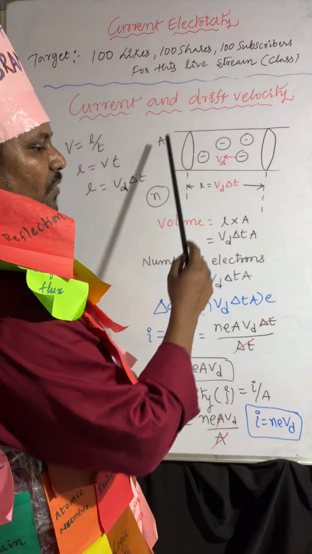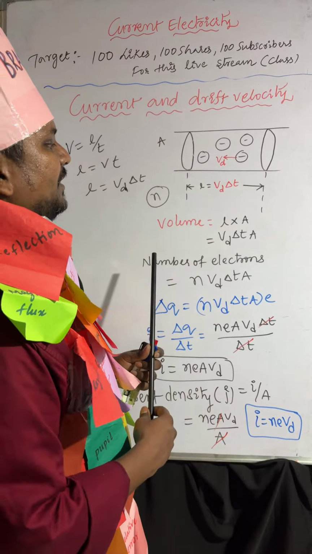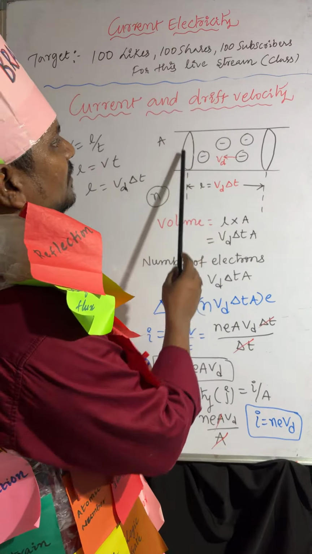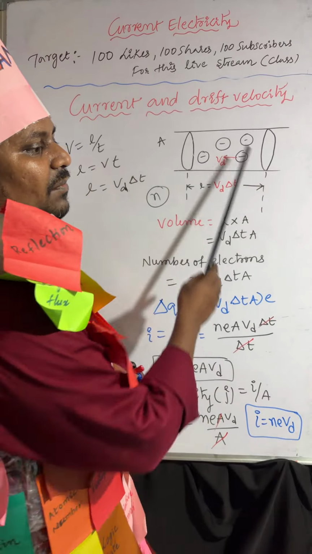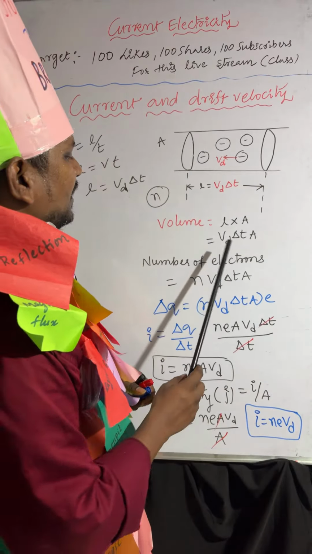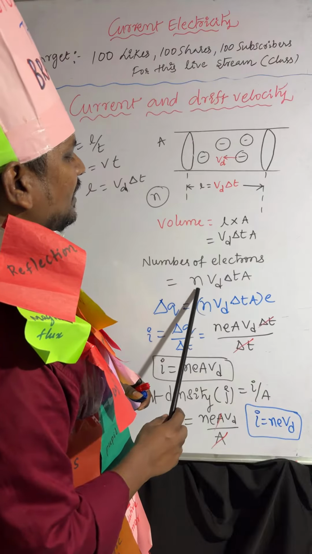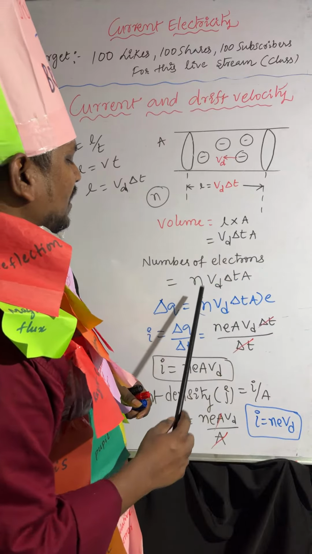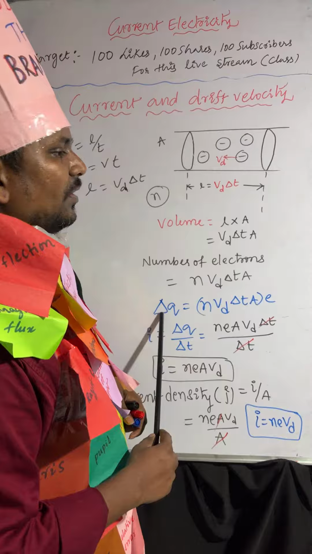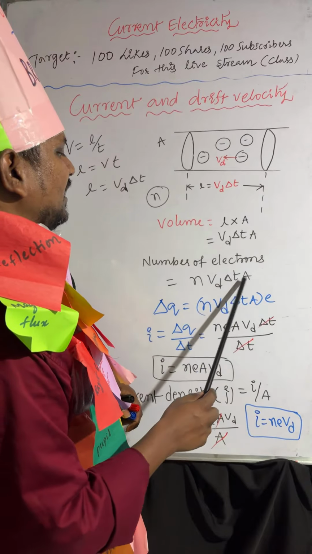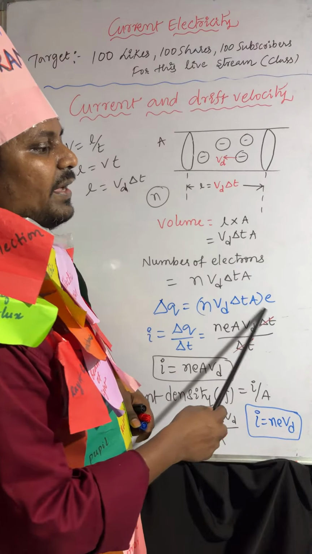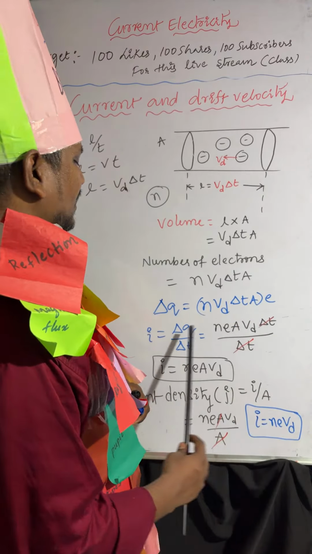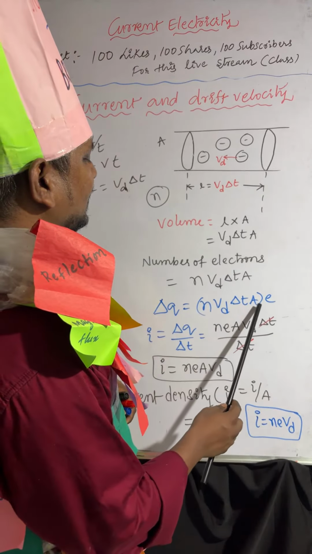Volume. What is the volume formula? Length into area of the cross section. What is the length? Vd into delta t and area of the cross section A. So the number of electrons present in the particular volume, n is the electron density, n Vd delta t into A. Now delta Q equal to n Vd delta t into A into e. Okay, quantization of charge, Q equal to plus or minus ne, so we are taking e here.